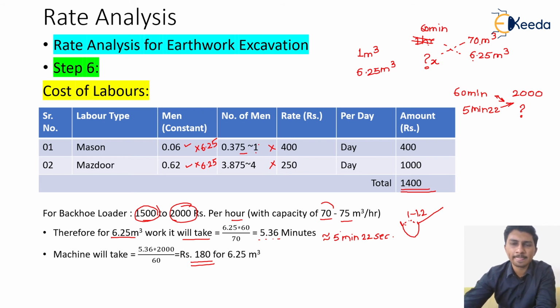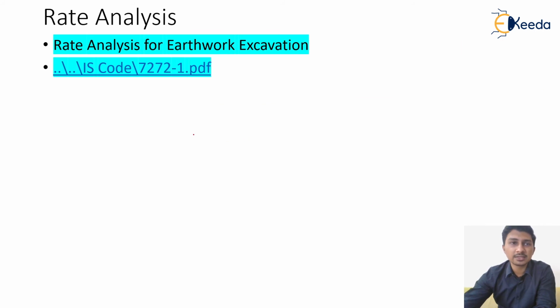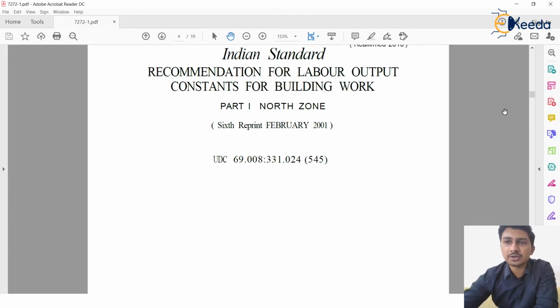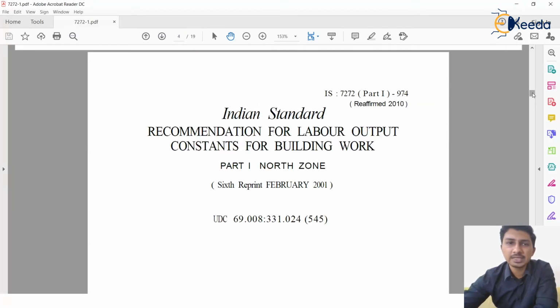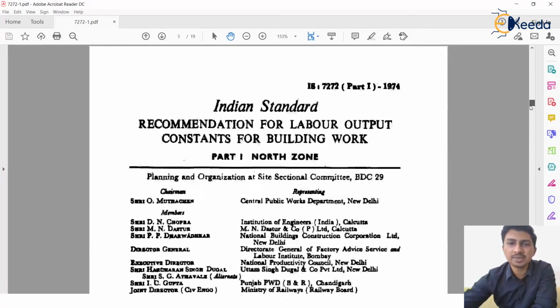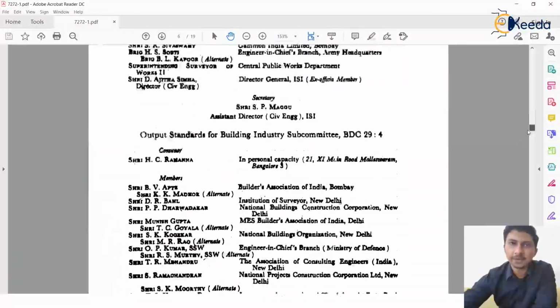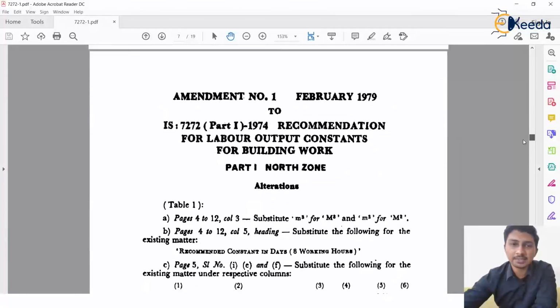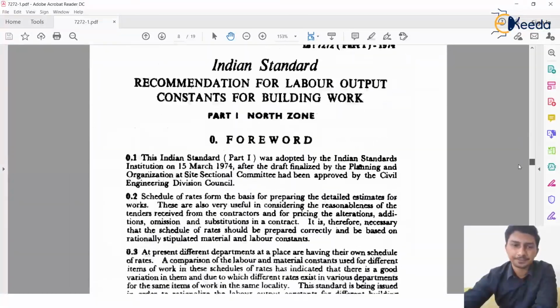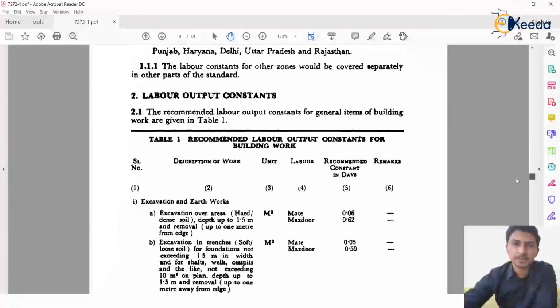So as we were discussing, we do have that IS code 7272, and the name of this IS code is the recommendation for the labor output constant for the building work. So these are the constants which we will need to multiply and apply whenever we are going to calculate the quantity for the labors. This IS code is talking about the same thing.